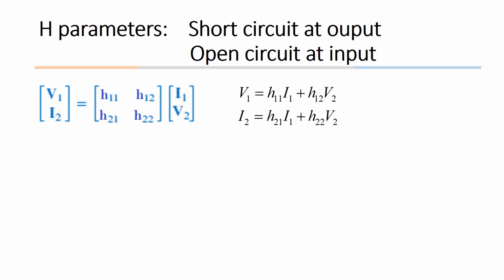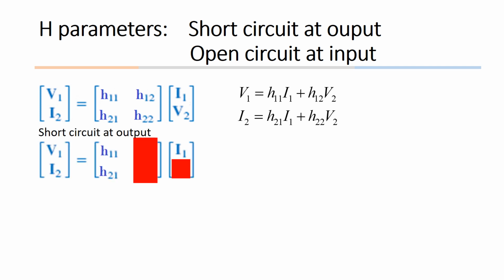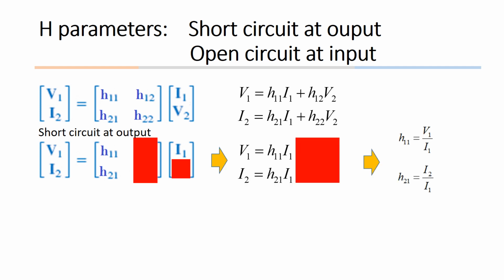You can see here, to solve for the first column, you have to do a short circuit. Because we want to solve for the first column, we let V2 equal 0. To let V2 equal 0, we do a short circuit at the output. So that we can have H11 as the ratio of V1 to I1, whereas H21 is the ratio of I2 to I1.